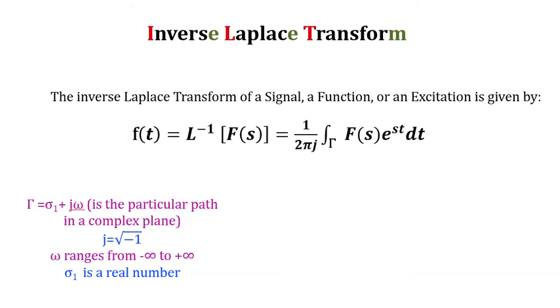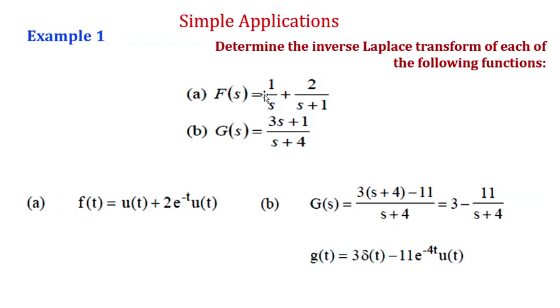Let's look at a simple example. Imagine you want to find the inverse Laplace of F of s, in which F of s is 1 over s plus 2 over s plus 1. You can see how easy this is. 1 over s. What was the Laplace transform of u of t? It was 1 over s. So the inverse Laplace of 1 over s will be u of t.